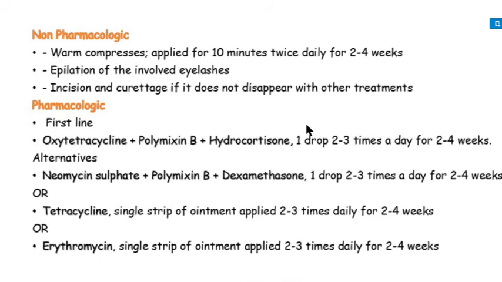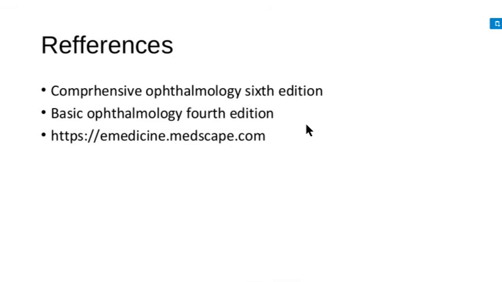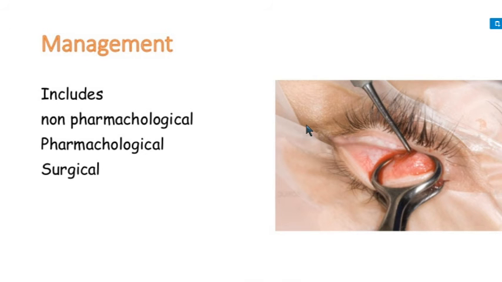Right. Pharmacological, then again we have the ointments, we have the drops. Right. It can be combined with the steroids like dexamethasone or hydrocortisone. It depends, to give 2 to 3 times a day for a week or so. Right. So we again have the ointments, we have the drops, we have the warm compresses. Right. So these are the treatment part, and if not treated with the drops and the ointments, we need to do the chalazion incision and curettage.